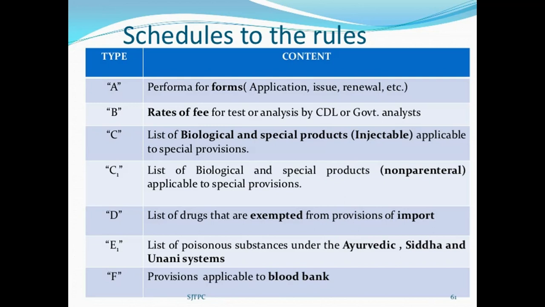So some certain fees are there. Suppose a private manufacturer has no facility for testing, for example, the paracetamol assay. Then he can test it in a government laboratory by paying some fees. So for what drugs, how much fees has to be paid, that standard is given in Schedule B.